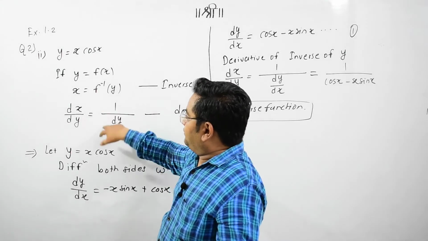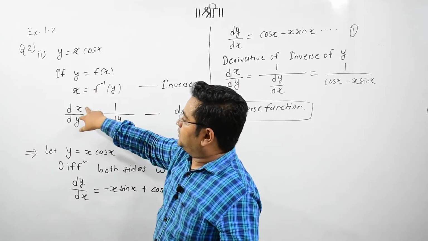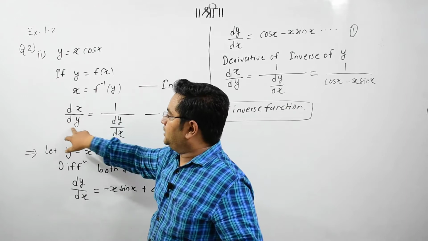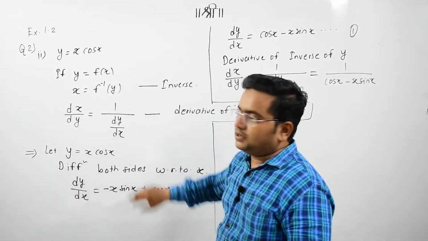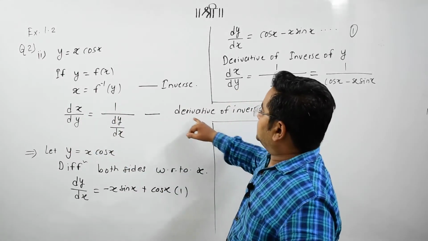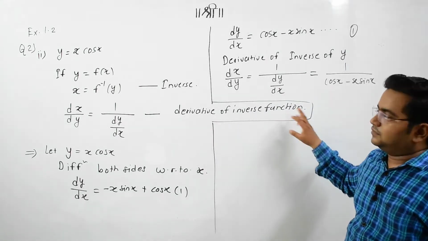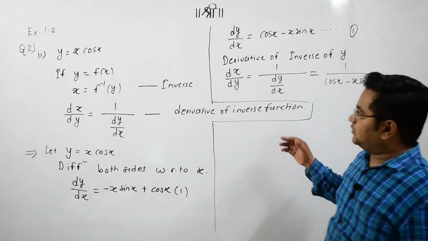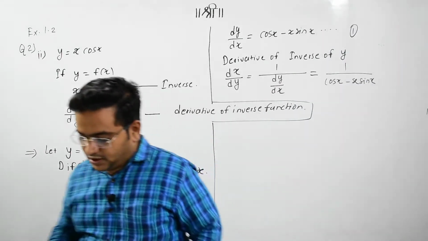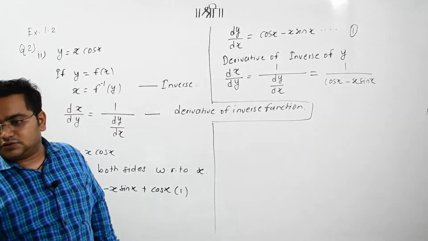Then if I differentiate it, what will we get? We will get dx upon dy is equal to 1 upon dy upon dx. So that is what is called the derivative of the inverse function. Hope you understood. On that basis we are solving this problem. Now the next problem is also easy.